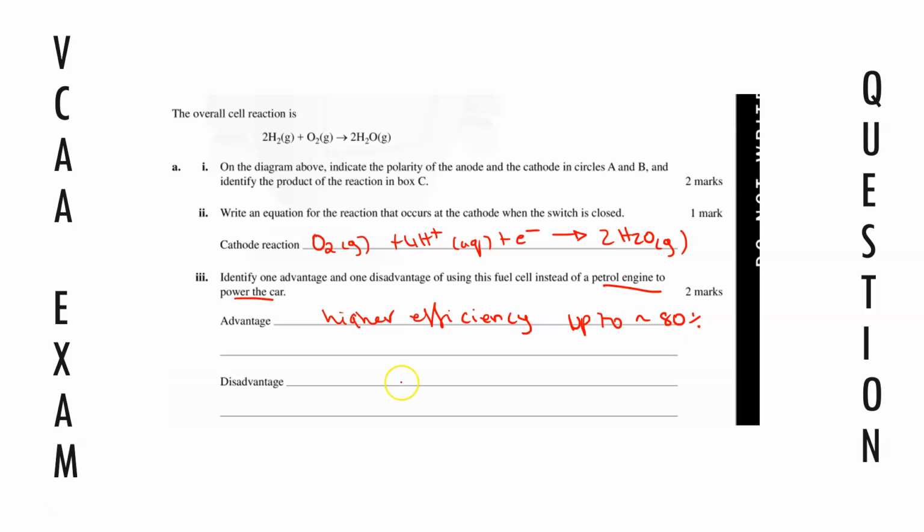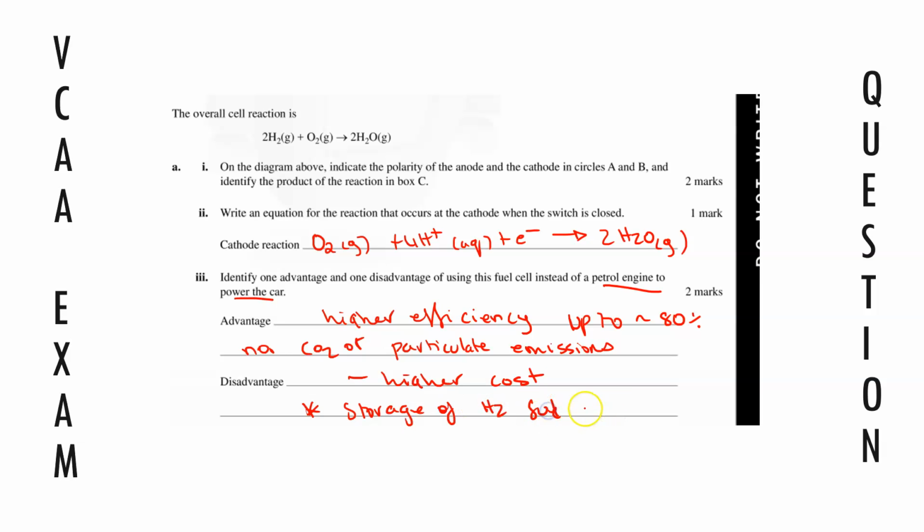That's one advantage. You could also mention that there is no CO2 or particulate emissions, which would be another advantage. As for disadvantages, higher cost due to the cost of the expensive electrodes. And remember, this was a hydrogen fuel cell, so storage of the H2 fuel will be a risk of explosion.